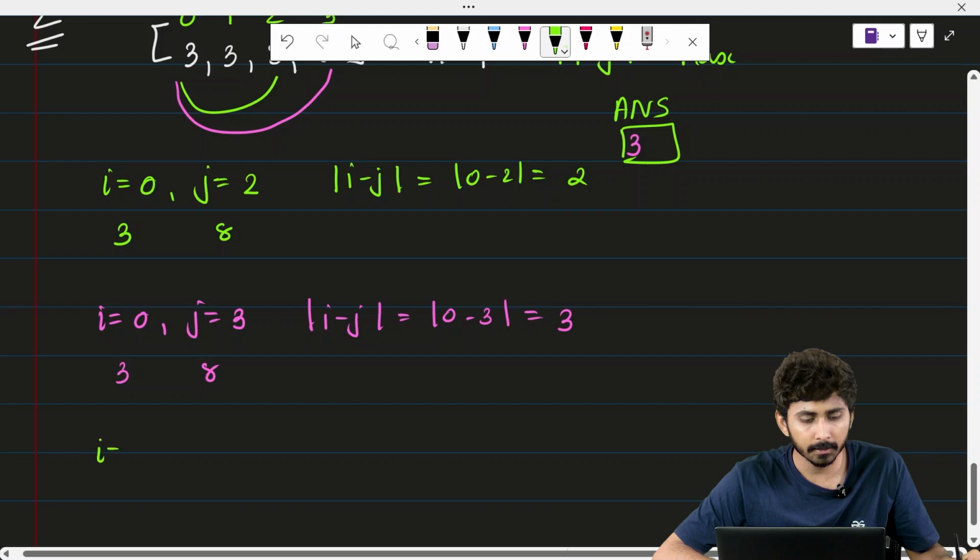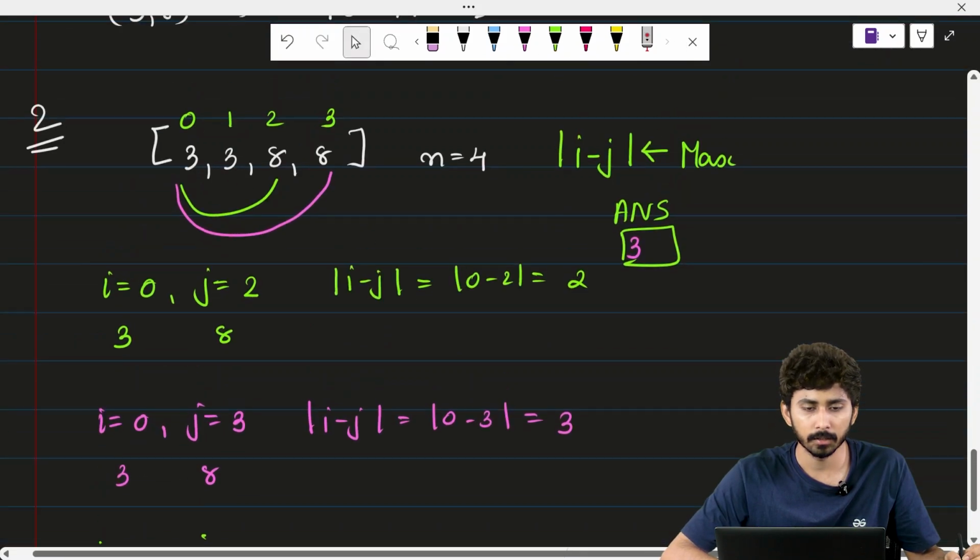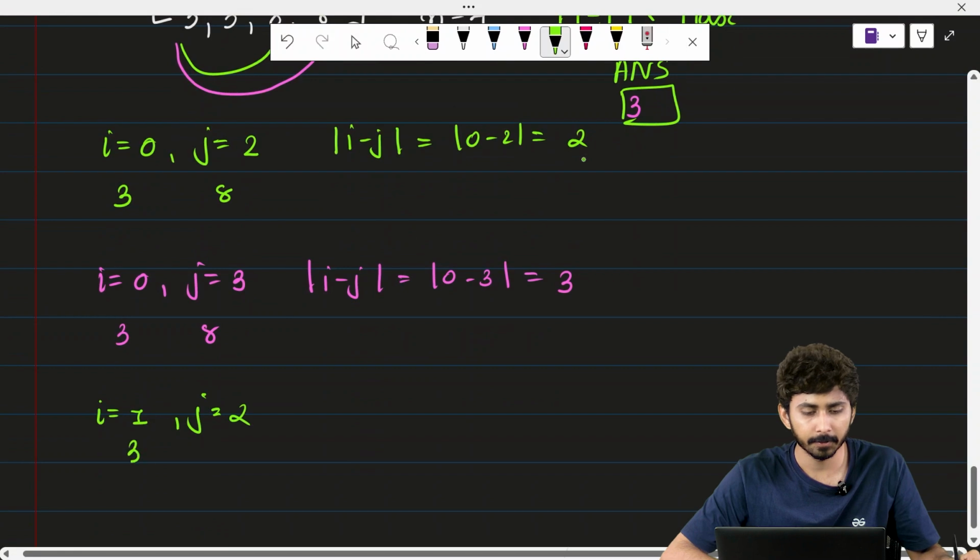Now let's take i equal to 1, and j equivalent to 2. This is 3 and this is 8.